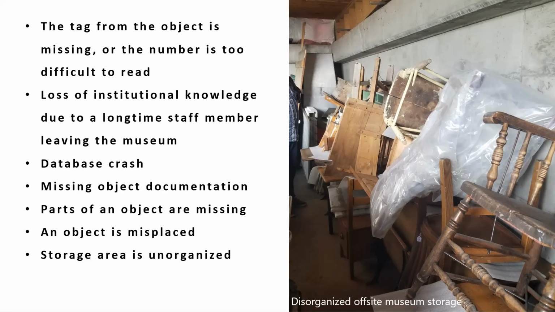Another one is missing object documentation. Maybe you don't have the donor record anymore. The condition reports have been lost, stuff like that. Another example is an object is misplaced. Especially if you have a large storage area or a very messy one, like in the picture on the right, once an object is misplaced and you don't have proper tracking, it can be lost for a long time. And lastly, maybe the storage area is just unorganized, like on the right, which was an example of some offsite storage I was working on. It's chaotic and frankly also dangerous to walk through.